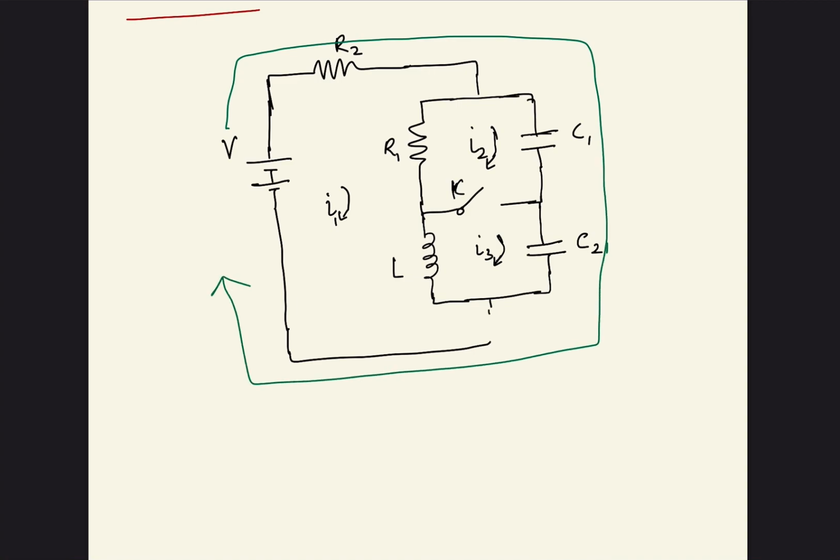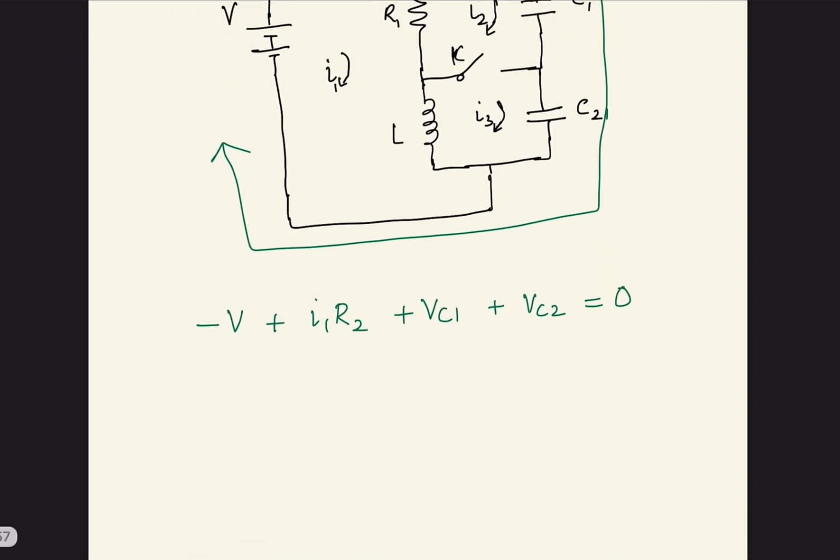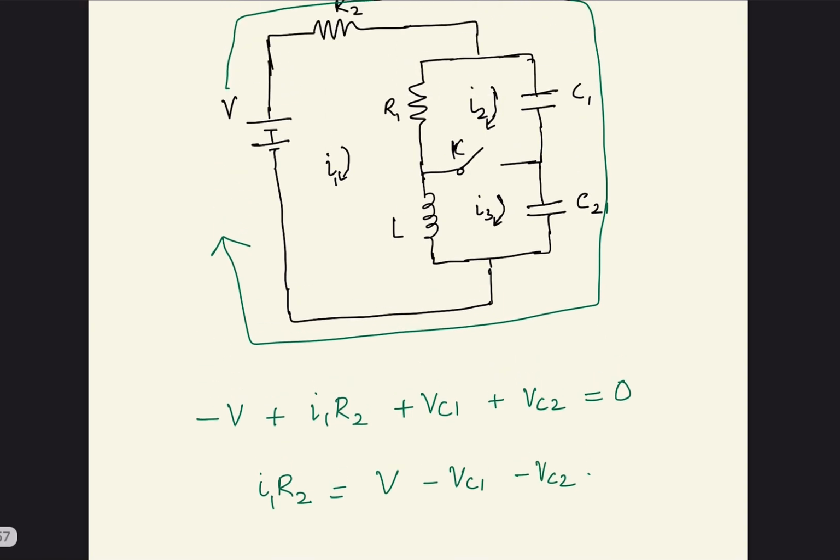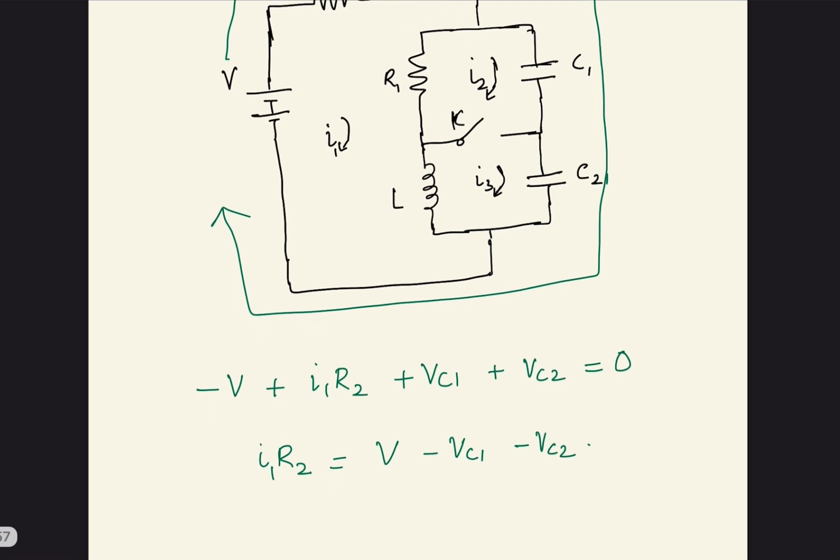what is my KVL equation going to look like? My KVL equation is going to be simply like minus V plus I1 R2 plus Vc1 plus Vc2 equal to 0. So I can say that I1 R2 is equal to V minus Vc1 minus Vc2, because I am taking the outer loop into consideration.